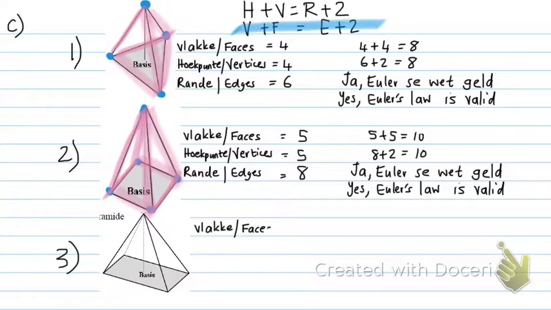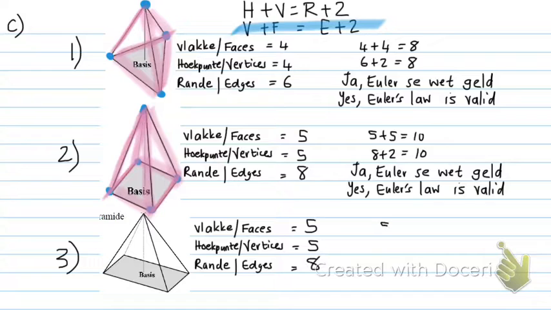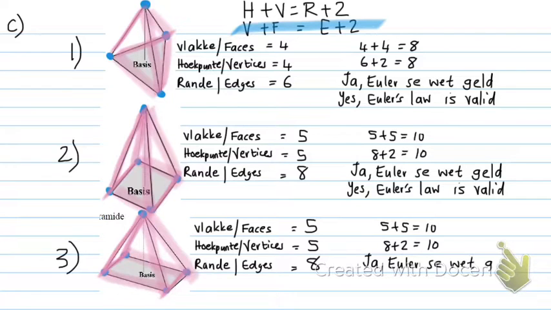Okay, then for the rectangular pyramid, the faces, the vertices, and the edges. Let's count them. The faces will be 5. And let's count the vertices 1, 2, 3, 4, 5. And the edges 1, 2, 3, 4, 5, 6, 7, 8. 8 edges. So it's kind of the same as the square one. 5 plus 5 is 10, and 8 plus 2 is also 10. So yes, Euler's law is valid.